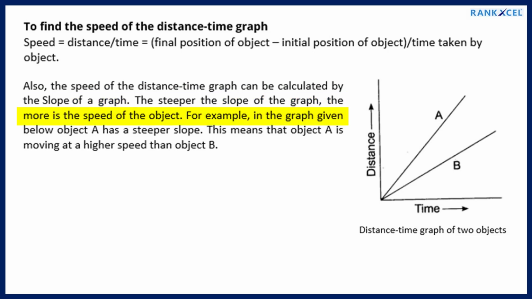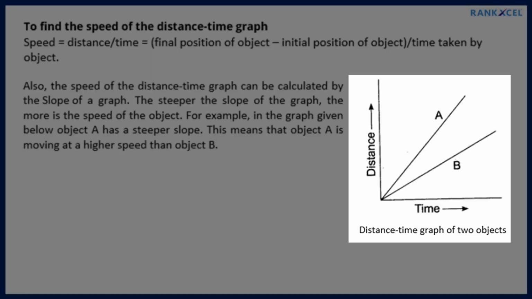For example, in the graph given below, object A has a steeper slope. This means that object A is moving at a higher speed than object B. Distance-time graph of two objects.